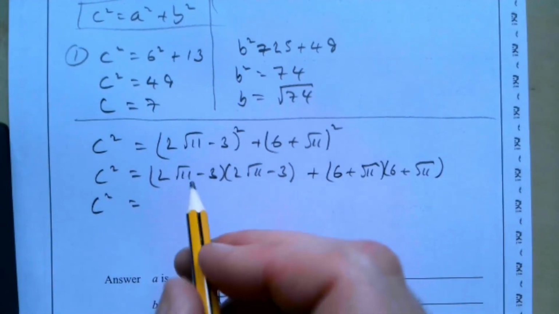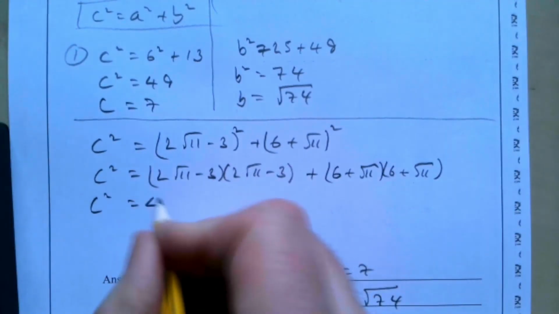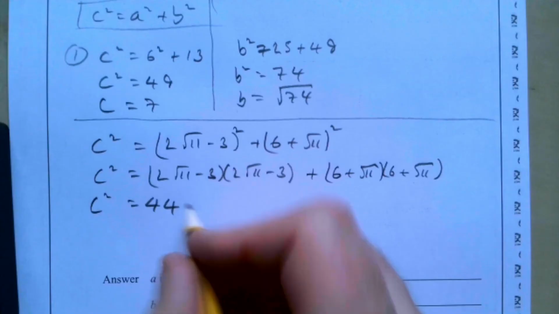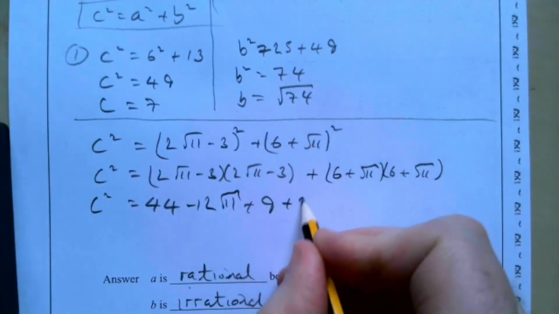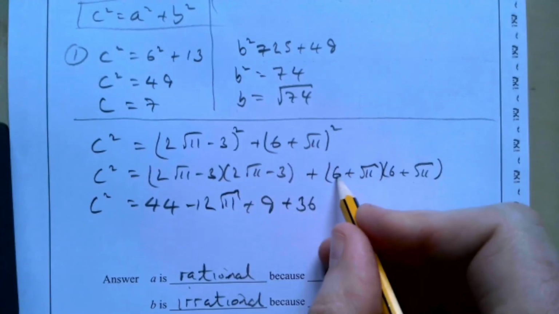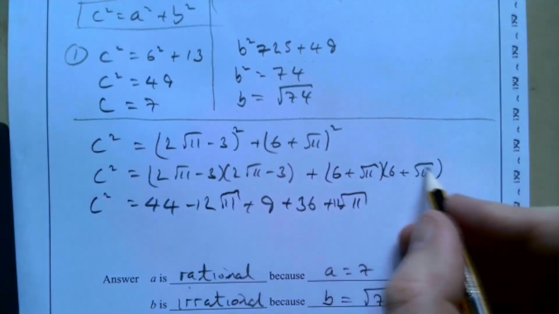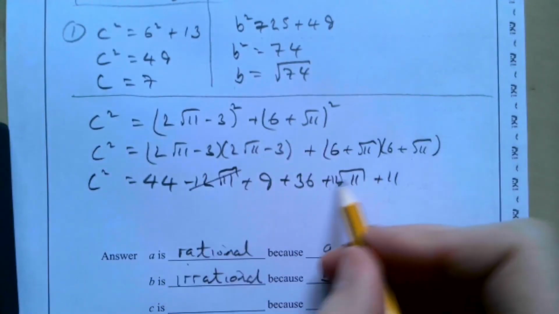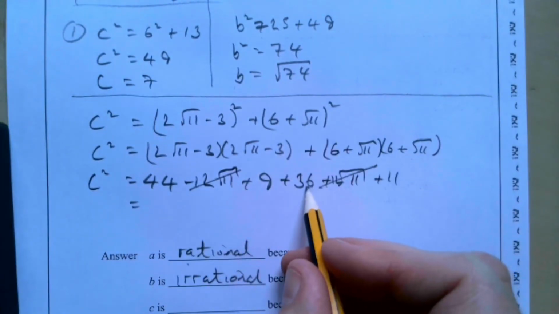C squared equals 2 root 11 times 2 root 11. So we need to be careful with this one. Root 11 times root 11 gives me 11, times 2 times 2, so that's 44. Outer and inner are going to be the same. They're minus 6 root 11, so that's going to be minus 12 root 11, and then plus 9. Over here then, plus 36 plus 6 root 11 plus 6 root 11. Do you see what's happening here? That gives me 12 root 11, and then the root 11 and the root 11 multiply together to give me 11. So the minus 12 root 11 and the 12 root 11 are going to cancel, and we have 44 plus 9 plus 36 plus 11.